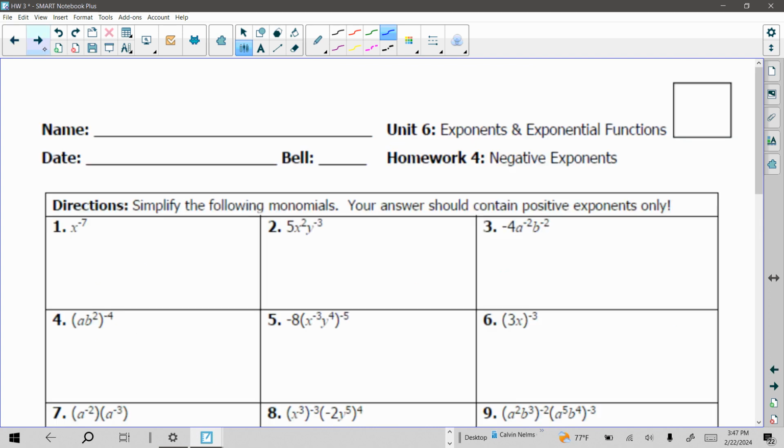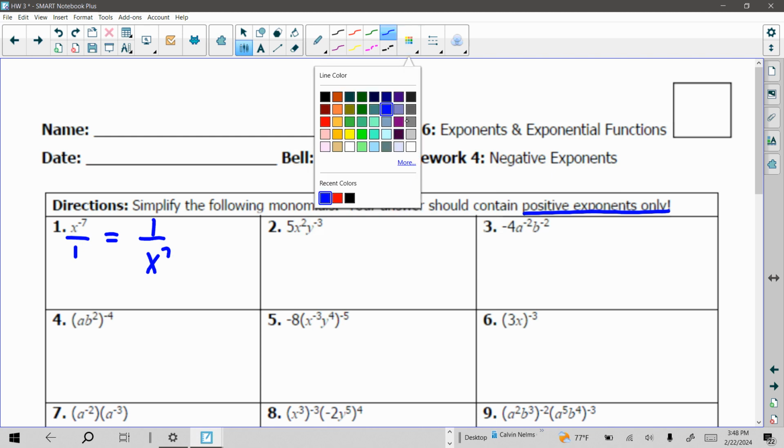Now, on the back here, now we're trying to simplify so that the answer should contain only positive exponents. So whenever we have a negative exponent, we have to flip it and change it to a positive. So that's all we're doing here. But we're only doing it to the one that is negative, to the variable or term that is negative.